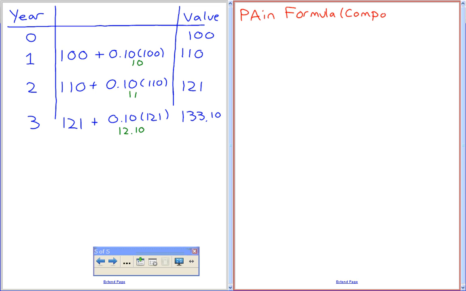Now, for our test, I'm going to give you all these equations. This is friendly. All the equations I will give you, you're not going to need to memorize them. The equation is going to be A equals P times (1 plus I) to the exponent n.